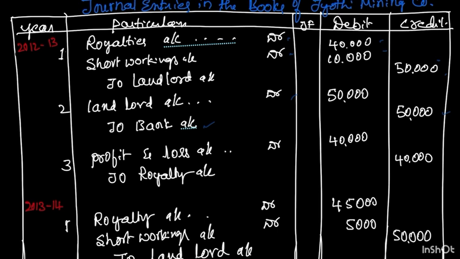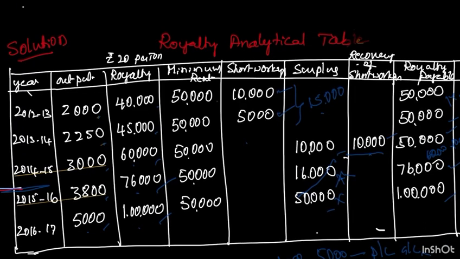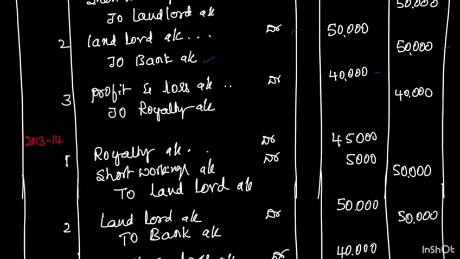And profit and loss account: the royalty that is actually extracted, the actual royalty, is to be treated as a loss expenditure and recorded in the profit and loss account. That is 40,000. Okay, so look at the table here. This is the royalty amount that you have written. This amount is to be transferred to profit and loss account. It is for the second year.